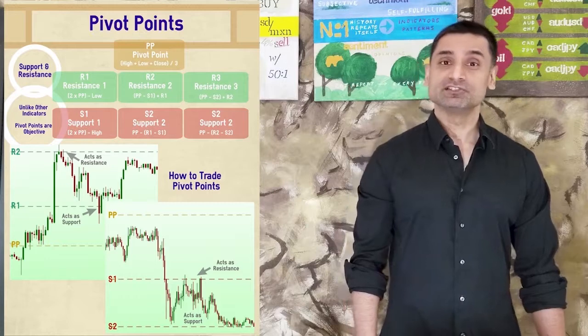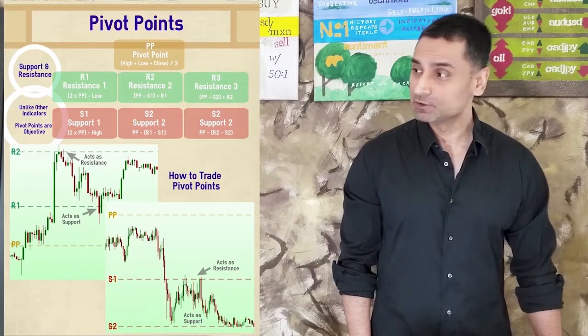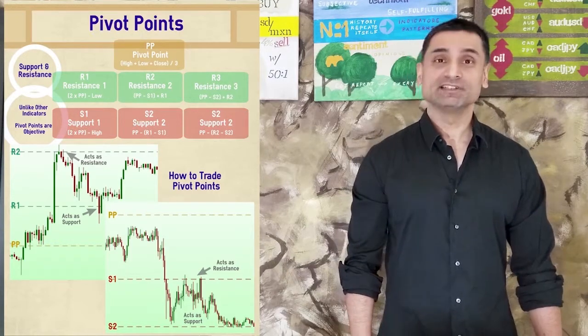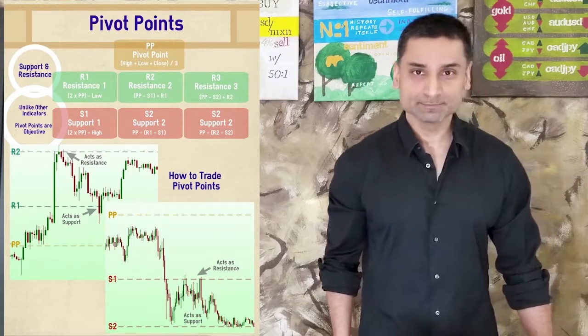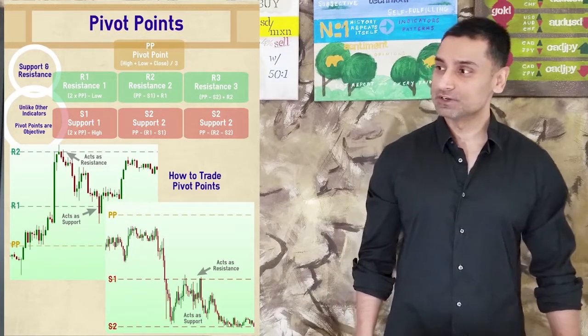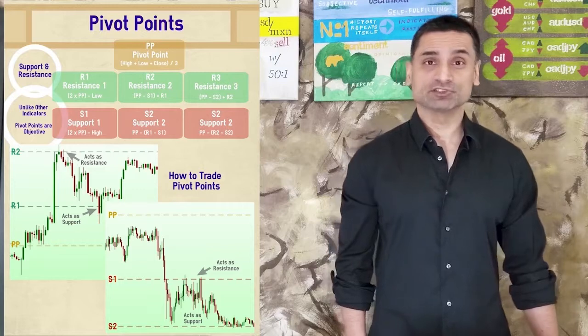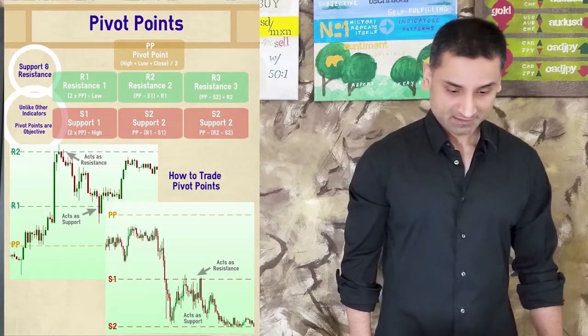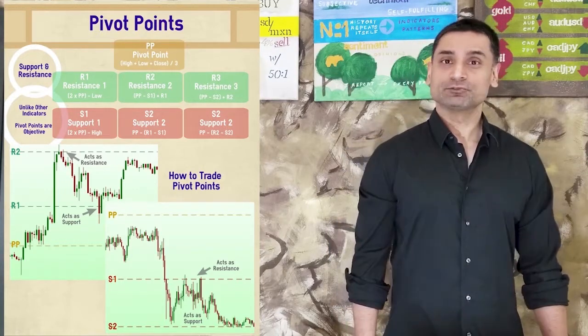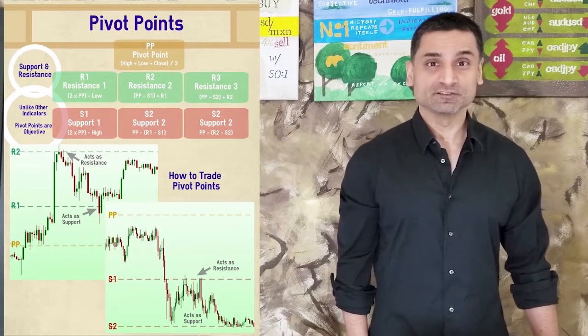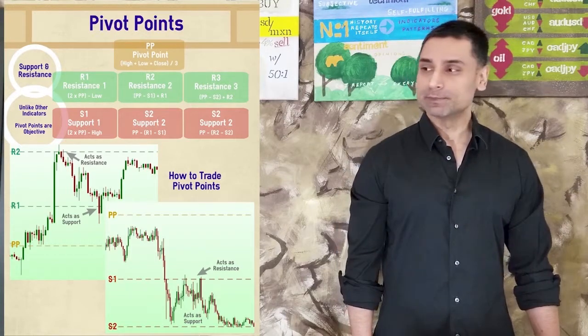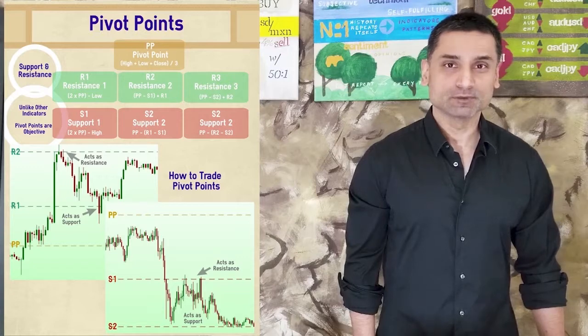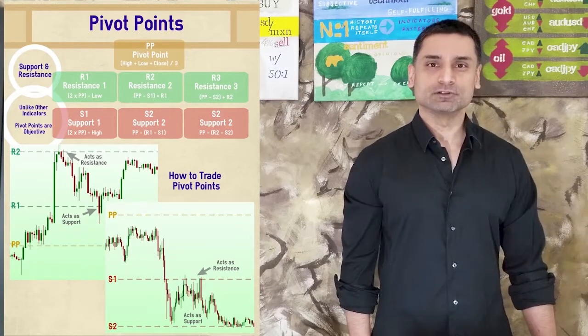One study suggested that the S1 and the R1 are exceeded only 44% of the time, and price exceeds S2 and R2 only 17% of the time, and it exceeds S3 and R3 only 3% of the time. So knowing these probabilities, you can be more confident when placing your stop losses and your take profits.